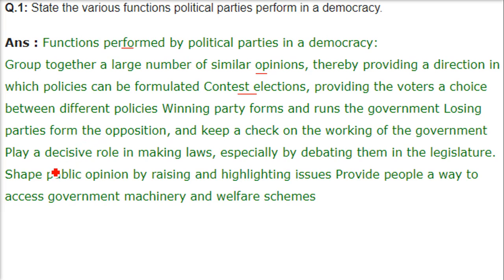The political parties play a decisive role in making the laws, especially by debating them in the legislature, that means the Lok Sabha and the legislative assembly, that is the Vidhan Sabha. They shape up public opinion by raising and highlighting issues. They also provide people a way to access government machinery and welfare schemes.